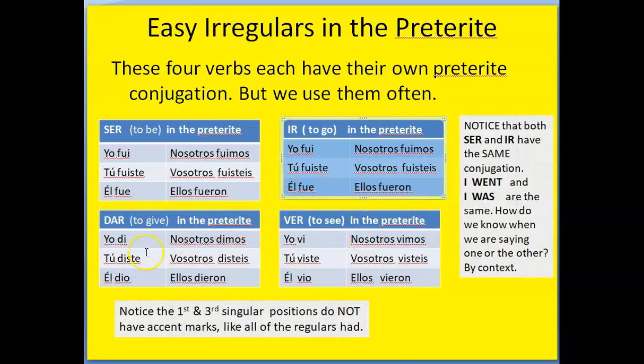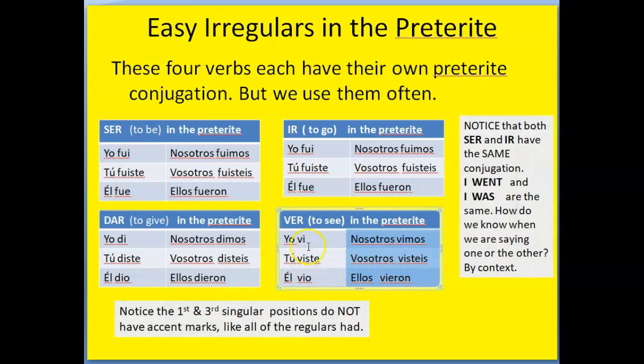My other 2 easy irregulars start with dar. Dar means to give. And so those conjugations are yo di, tú diste, él dio, nosotros dimos, vosotros disteis, ellos dieron. So I gave, you gave, he gave, we gave, y'all gave, they gave. My other easy irregular is ver. Ver, you know, means to see. So if I wanted to say I saw, you saw, he saw, and so forth, we would say yo vi, tú viste, él vio, nosotros vimos, vosotros visteis, ellos vieron.